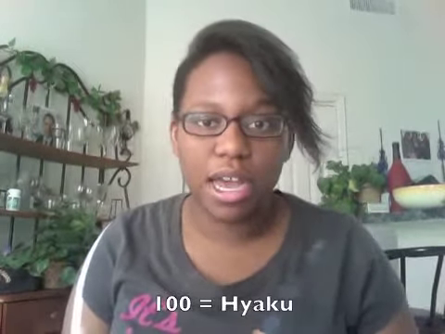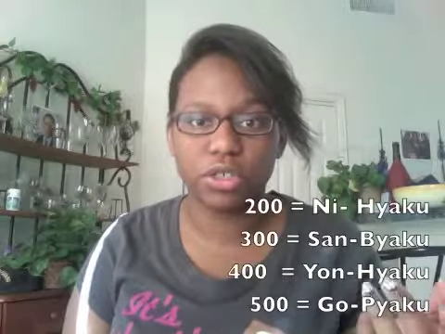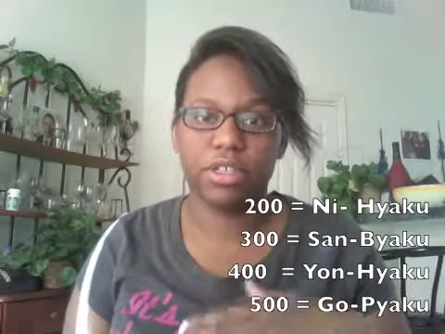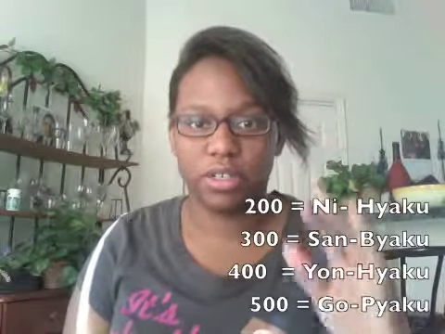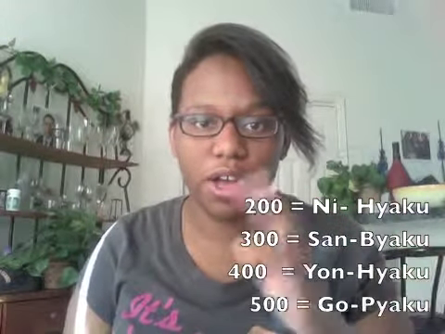100 is hyaku. And to get all the other hundreds, like 200, 300, 400, it's the same concept as with the multiples of 10. Basically, you put the number first and then follow with hyaku. So 200 would be ni hyaku. 300, san hyaku. And then 400, yon hyaku. And then 500 would be go hyaku, so forth and so on. So basically just saying the number times 100. Same concept as the tens.